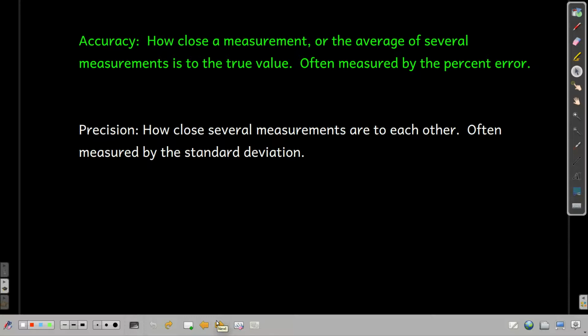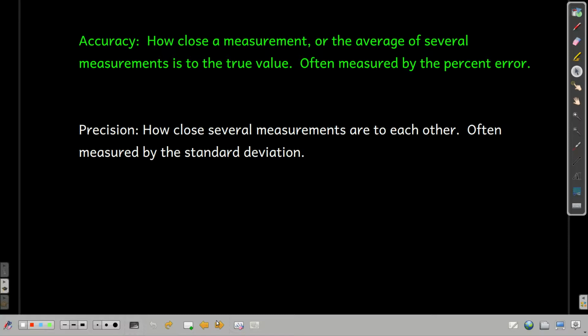Accuracy is how close a measurement, or if you take several measurements, their average, is to the true value. We often measure this by calculating what's called the percent error. That means, though, that in order to know how accurate a measurement or an average of a series of measurements is, we have to know what the true value is. Sometimes we do, sometimes we don't.